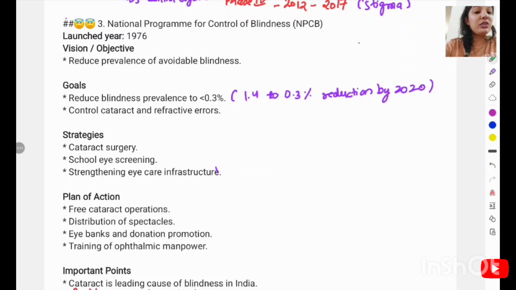For that we can do the surgery, and in early stages we have to detect refractive errors and squint in school children, and we have to give free spectacles for BPL families who can't afford treatment. Next is strategy. What strategy are we going to use? Our strategies are, like, cataract surgery to prevent this cataract.